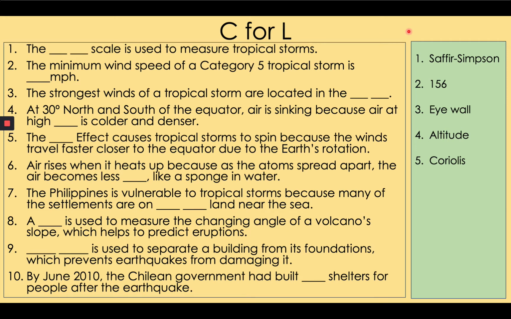6. Air rises when it heats up because as the atoms spread out, the air becomes less dense, like a sponge in water. 7. The Philippines is vulnerable to tropical storms because many of the settlements are on low-lying land near the sea. 8. A tiltmeter is used to measure the changing angle of a volcano's slope, which helps to predict eruptions. 9. Base isolation is used to separate a building from its foundations, which prevents earthquakes from damaging it. 10. By June 2010, the Chilean government had built 55,000 shelters for people after the earthquake.